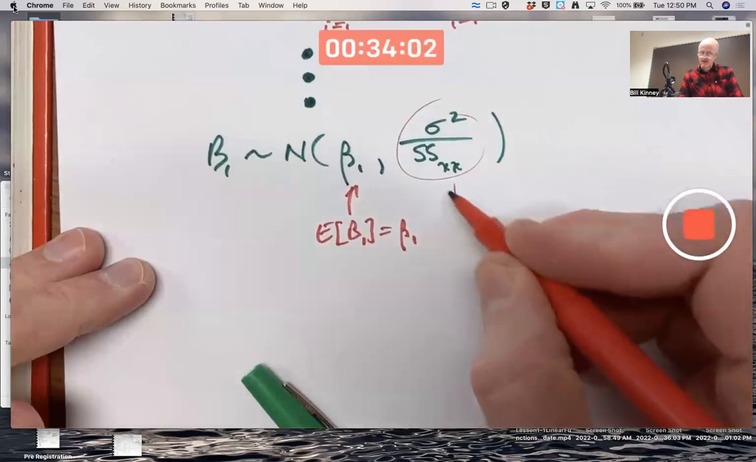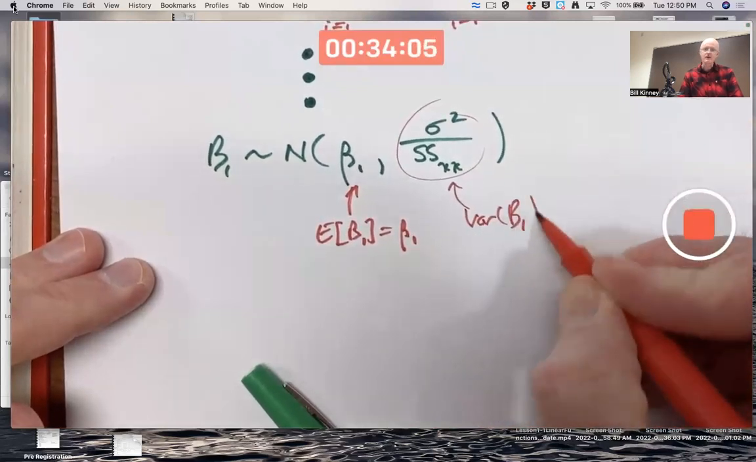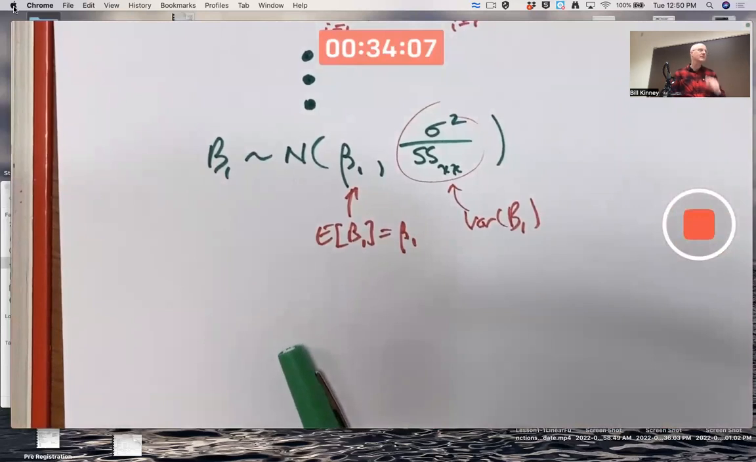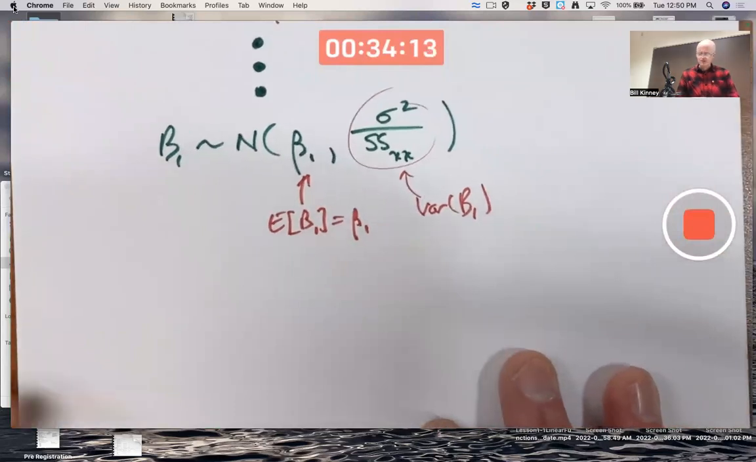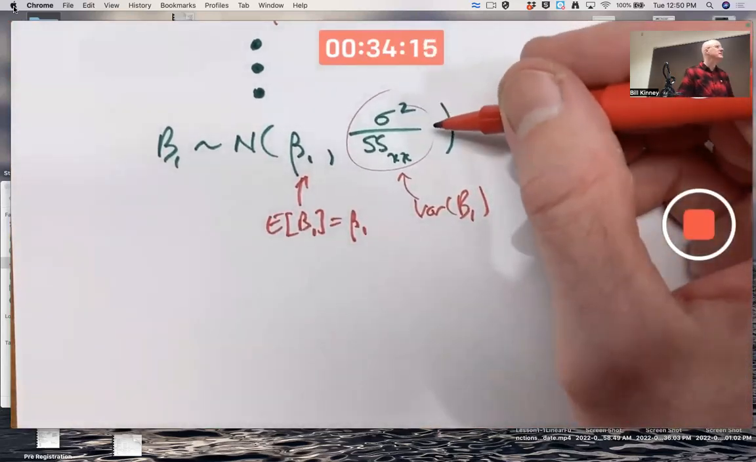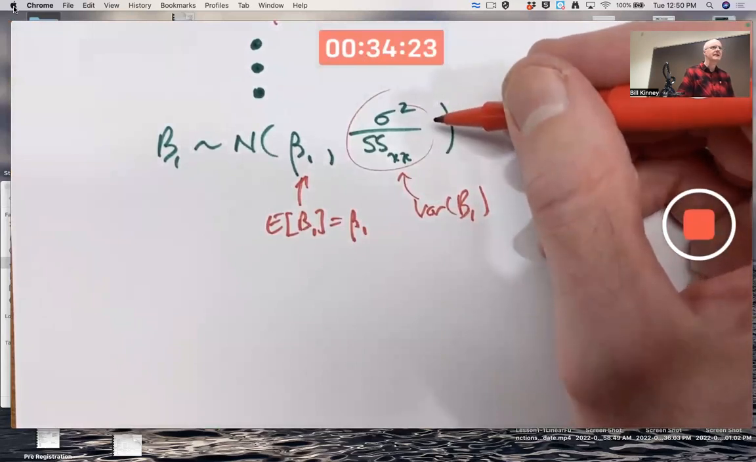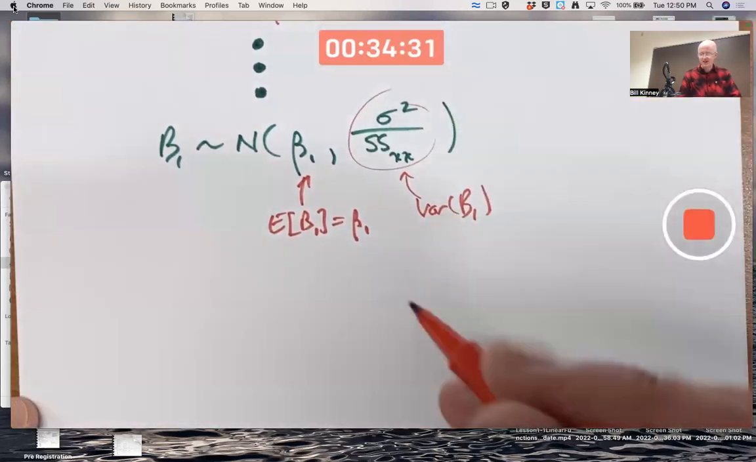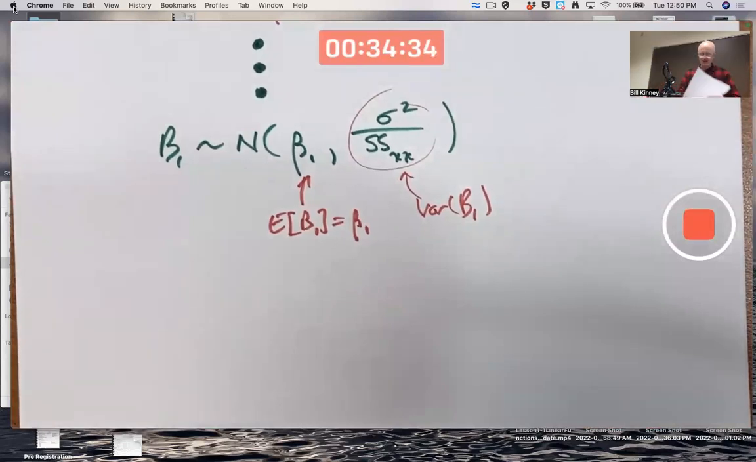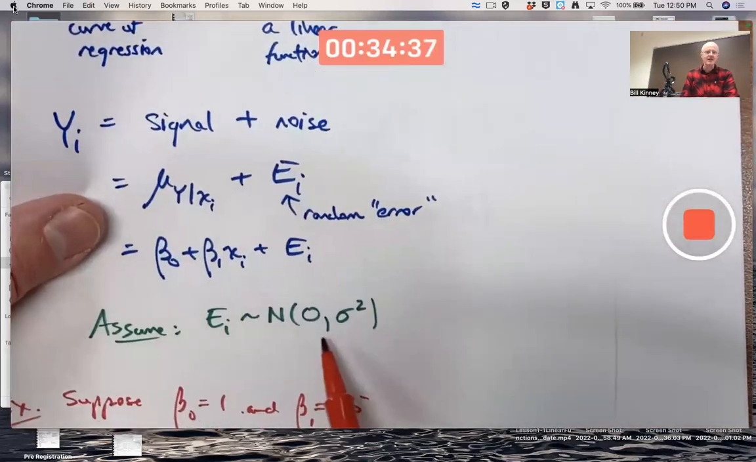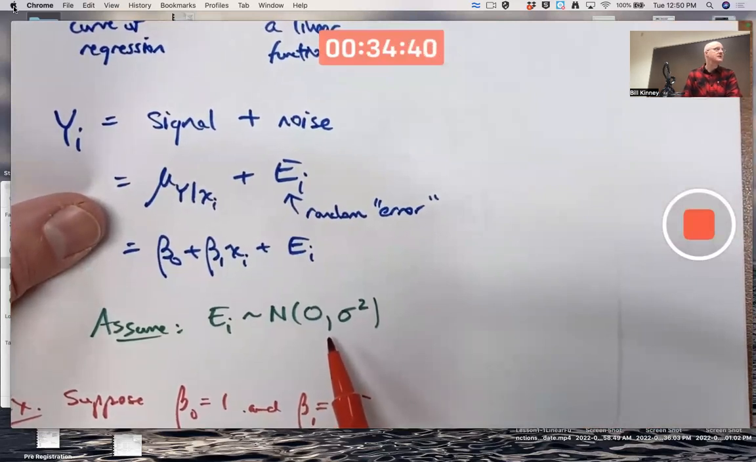This fraction is the variance of B1. Take its square root, you get the standard deviation of B1. Wait a minute. I thought sigma squared was the variance. Why am I dividing by SSXX? Isn't sigma squared the variance? Didn't I just say that 15 or 20 minutes ago? You got to keep track of things. Sigma squared is not the variance of B1. It's the variance of each EI. By the way, I forgot to say, assume the EIs are also independent.